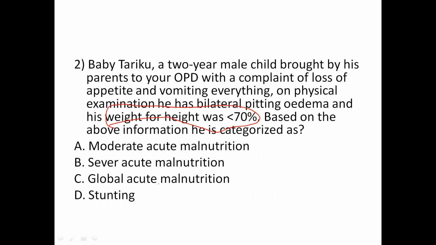So what is your answer? The answer is B, severe acute malnutrition. So this weight for height, if it is less than 17%, is grade 3 malnutrition, or in the range of severe acute malnutrition. We call this SAM, severe acute malnutrition.